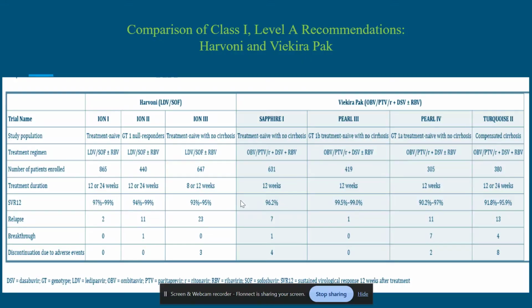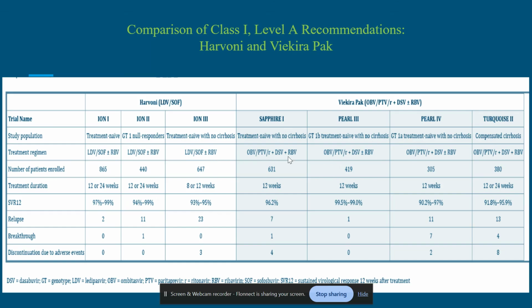So here we have a comparison of the clinical trials between these two medications. Here you can see the ION-1, ION-2, ION-3 clinical trial group names. In Viekira Pak, they did SAPPHIRE-1 that includes the treatment naive with no cirrhosis, PEARL-3 genotype 1b treatment naive with no cirrhosis, and PEARL-4 genotype 1a treatment naive with no cirrhosis, and TURQUOISE-II compensated cirrhosis.